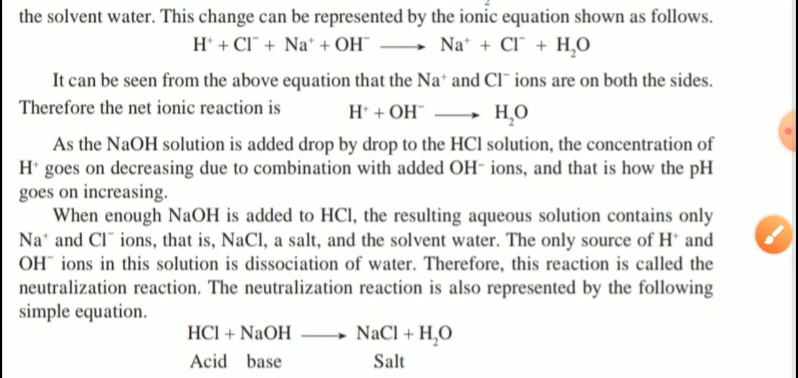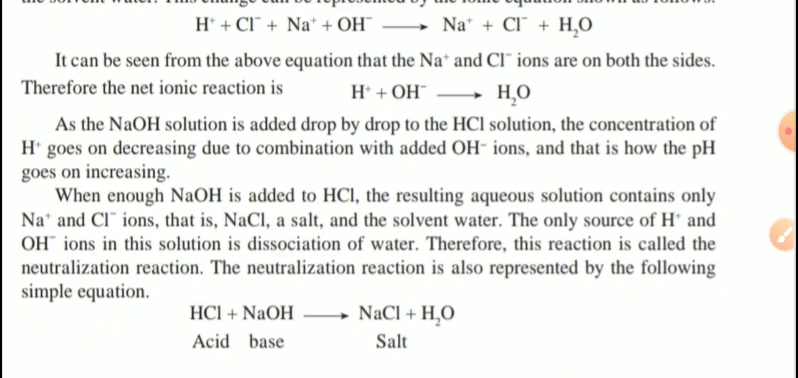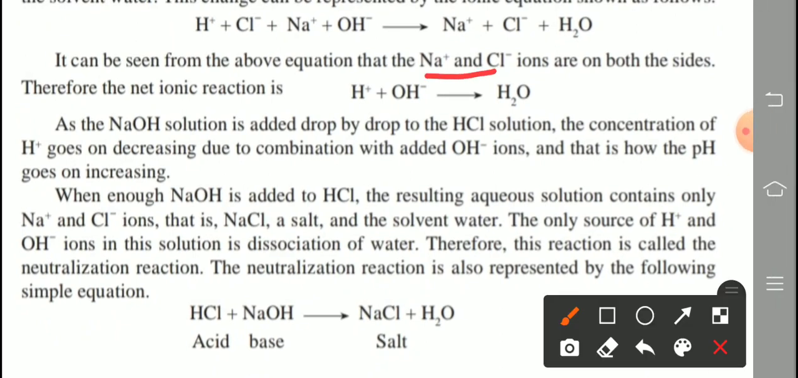It can be seen from the above equation that Na plus and Cl minus ions are on both sides, on left hand side also and right hand side also. Clear? Therefore, the net ionic reaction is H plus OH minus forming H2O, water form.